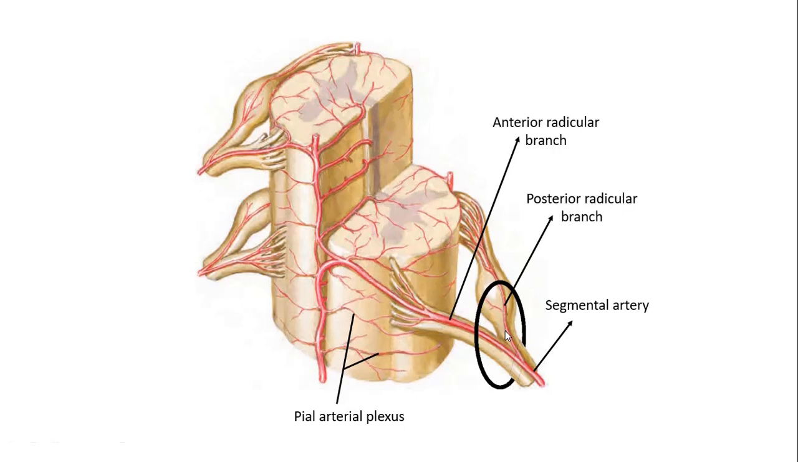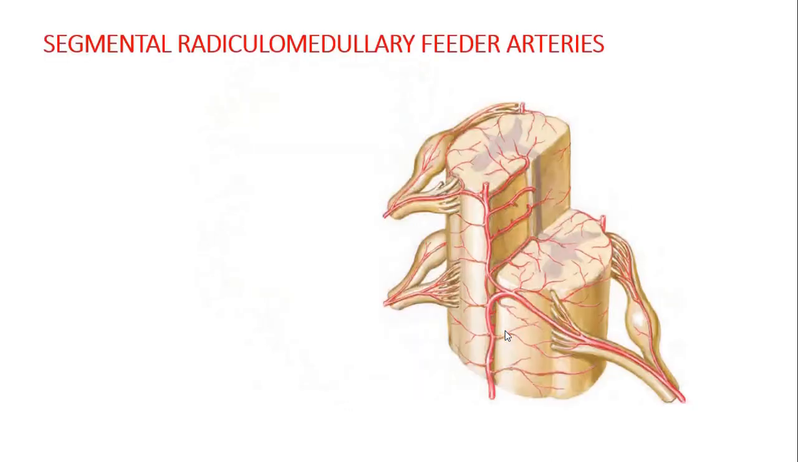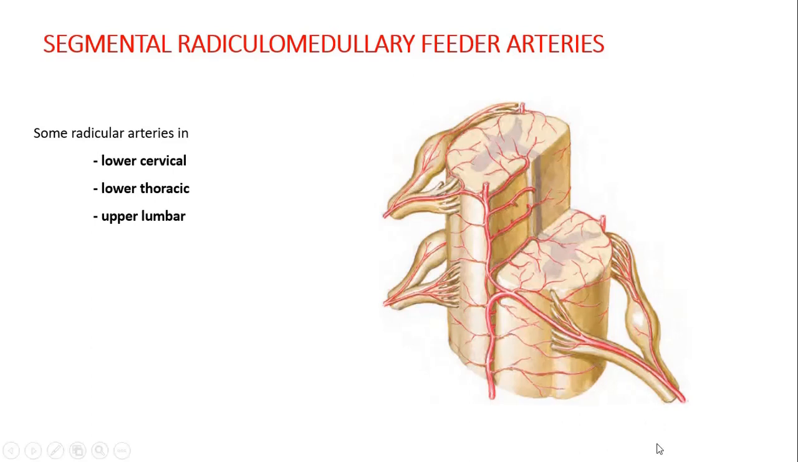And some radicular arteries, mainly situated in the lower cervical, lower thoracic and upper lumbar regions, are large enough to reach the ventral median fissure, where they divide into slender ascending and large descending branches. So these are the anterior radicular arteries. Some of them in these regions will be dividing into a slender ascending branch and a large descending branch.